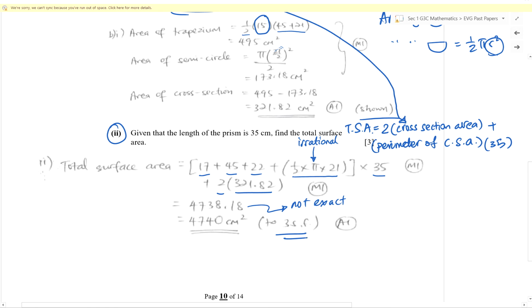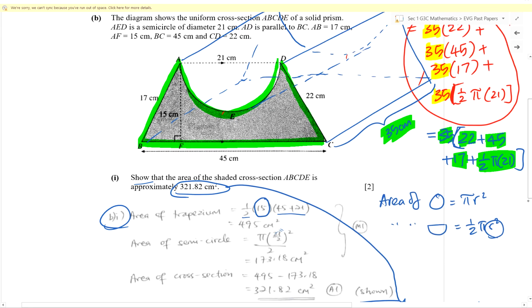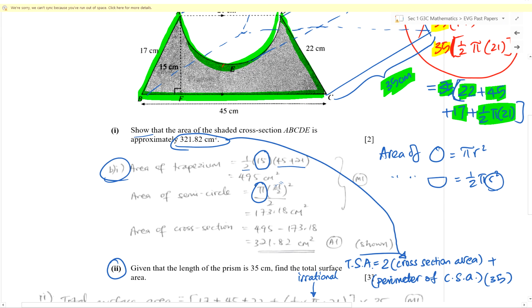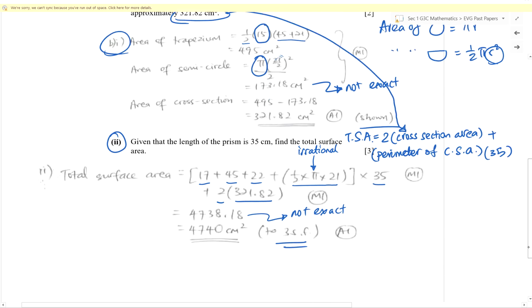Compare that to part 1. We also have in part 1 a pi, so this answer is also not exact. That is why there is a rounding off to give us 321.82.